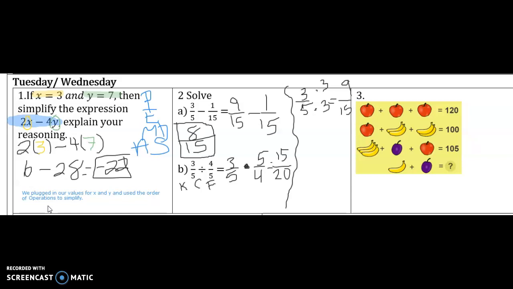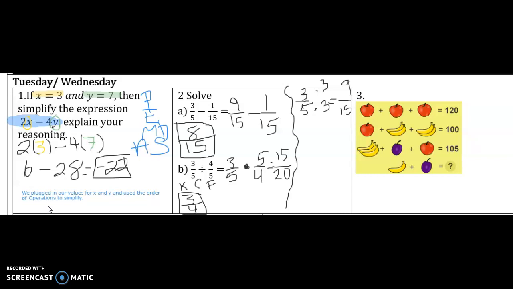Now, unlike part A, 15 over 20 does reduce. What does it reduce to? Well, they both have a factor in common, which is 5. So 15 divided by 5 is 3, and then 20 divided by 5 is 4. 3 and 4 have no common factors, so our final answer is 3/4.